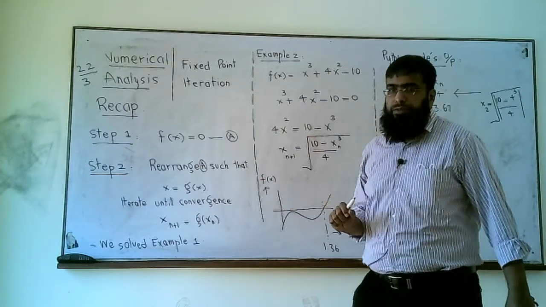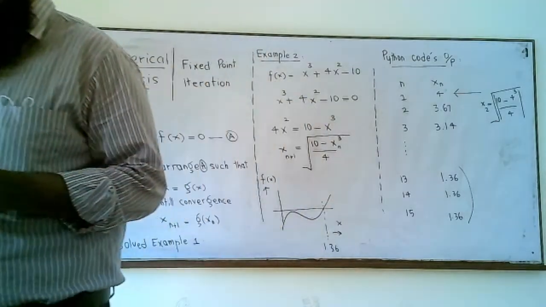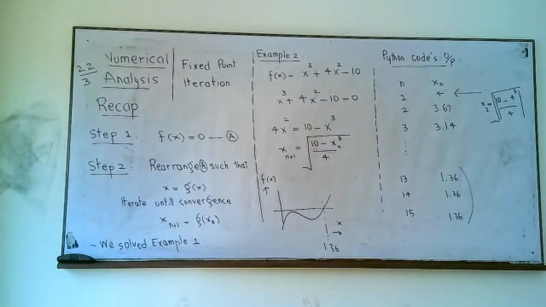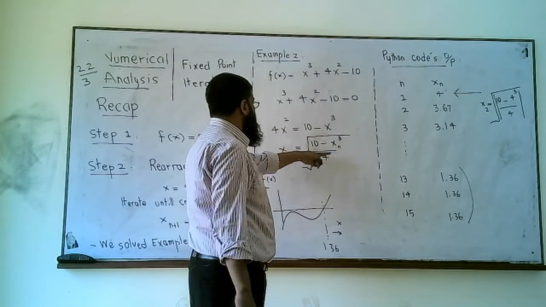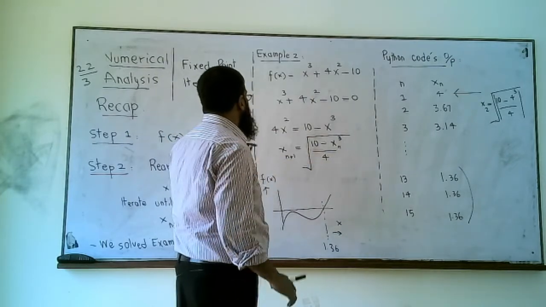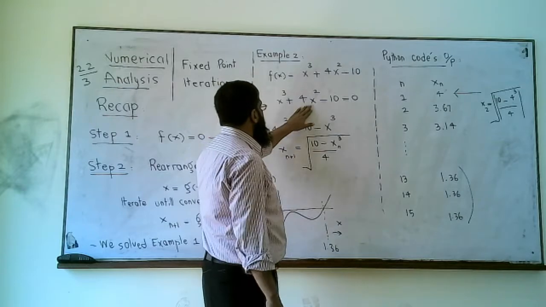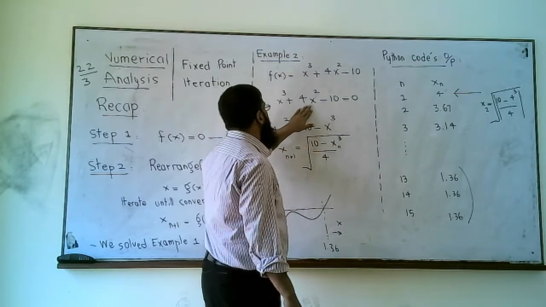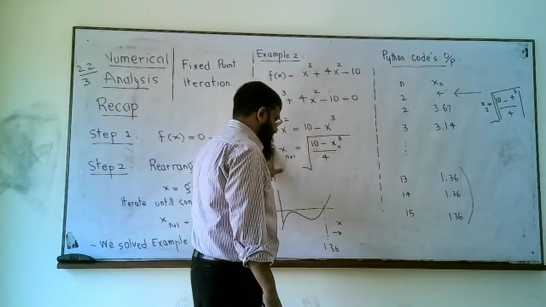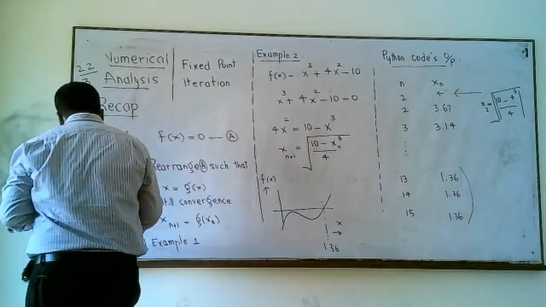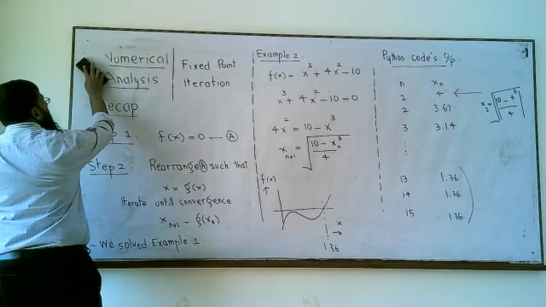That is actually the root of this polynomial f of x, right? But this is not the only solution. x sub n plus 1 equals this. It's not the only solution, because this is the solution when we worked with this expression, where we kept this on the left hand side and taken everything else on the right hand side, and then we computed x.